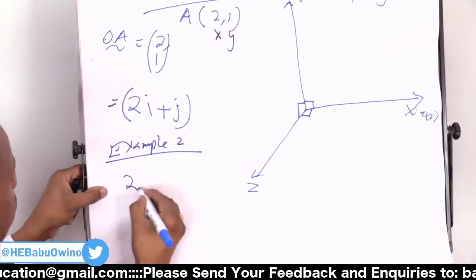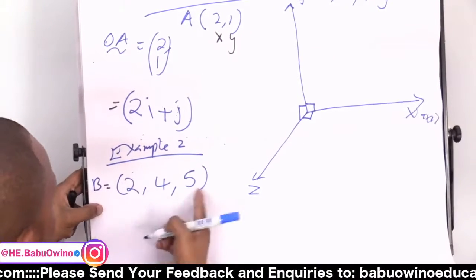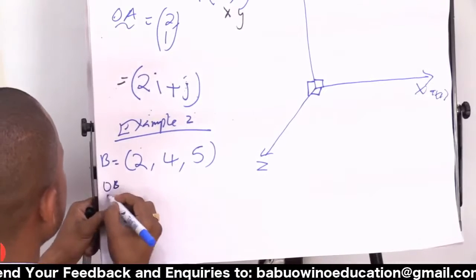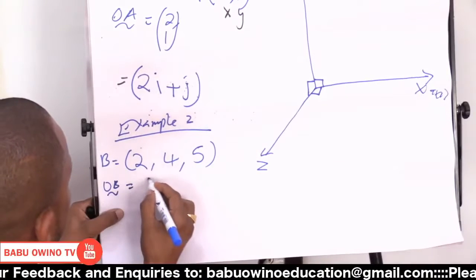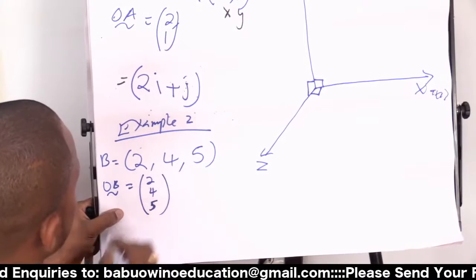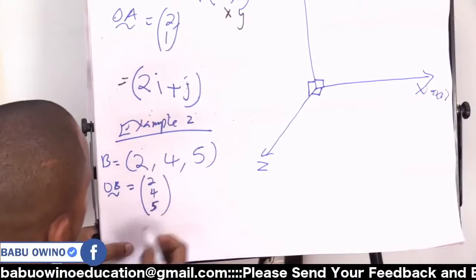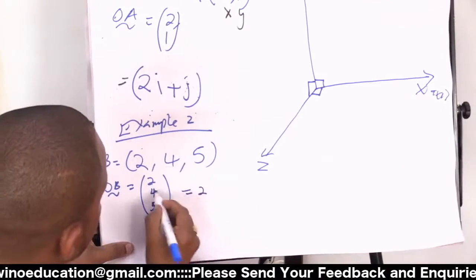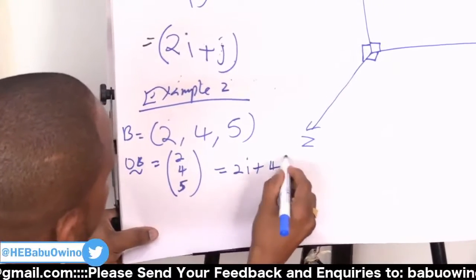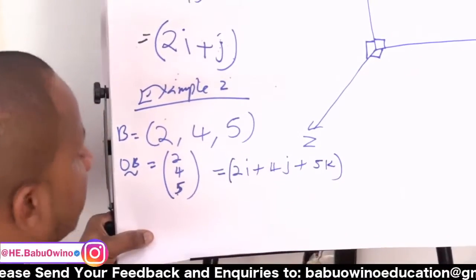If we have point B with coordinates 2, 4, 5, then the vector OB in column vector form is 2, 4, 5. In the form of i, j, and k, this is now in 3 dimensions. You simply take 2i plus 4j plus, the last one, 5k. This is the form of i, j, and k.